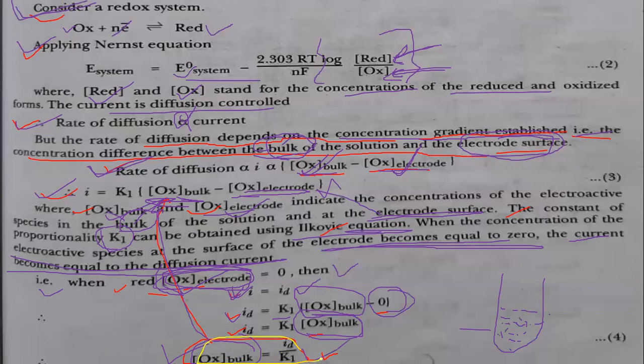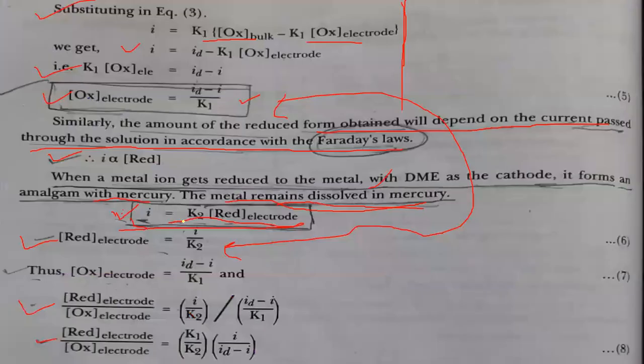Okay, this is what I am taking from here to here. So putting equation 4 in equation 3, what will we get here now? I is equal to K1 into electroactive species in the bulk minus K1 into electroactive species at the electrode surface. Okay, this is what we got from equation number 3, where we put equation number 4. Therefore, ID is equal to K1 into electroactive species at the electrode surface.